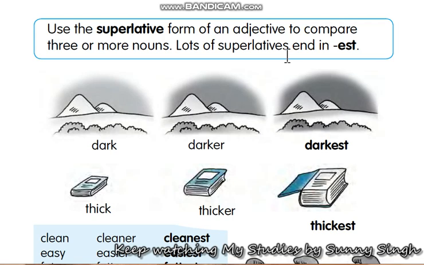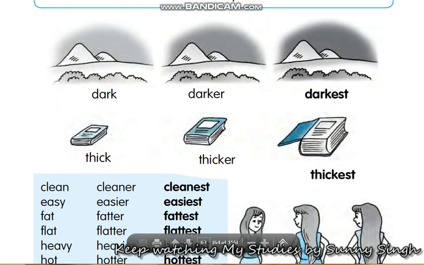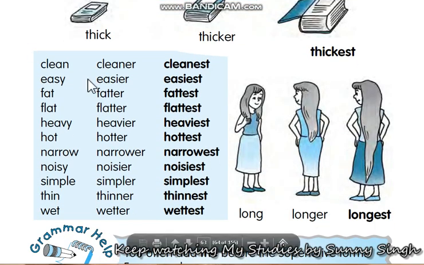Lots of superlative degree adjective words end in est, although there are other words too which use most, and in comparative they use more. But lots of words end in est. Dark, darker, darkest. This darkest is the superlative degree. Thick, thicker, thickest. Here are some of the words which you can see and read out.